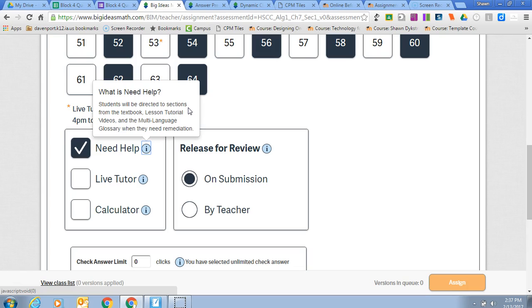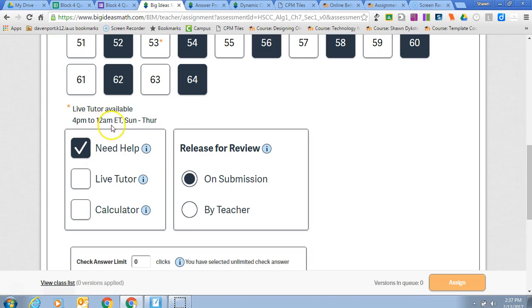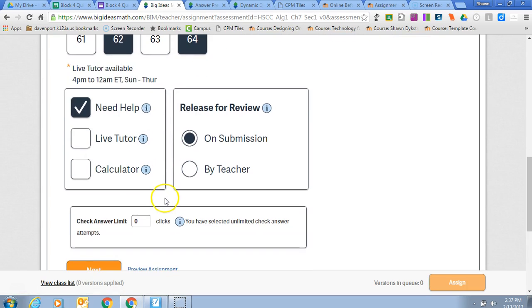I don't know if the multi-language glossary helps my students much, but it could help some others. We have a live tutor option. You'll see as I remove that bubble here that the live tutor is available from 4 to 12, Sunday through Thursday. You'll also notice in there that it says they're only routed to that tutor for certain problems, and only after they have already visited one of the remediation links, which is very cool.